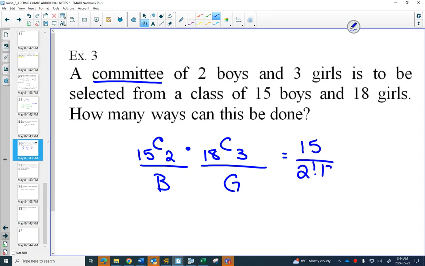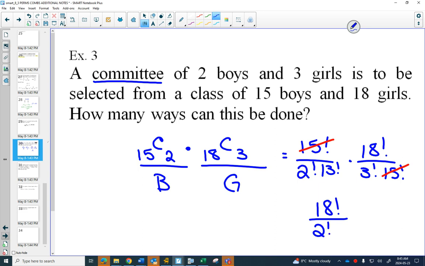Remember combinations? If you have 15 choose 2, there'd be a 2 factorial on the bottom, but the bottom number would also have a 13 factorial because they add up to the top one. Multiplied by 18 factorial over 3 factorial, 15 factorial. And what would most likely be the answer in a multiple choice? If it was non-calculator, they would probably simplify these factorials. And they might have this as the final answer.